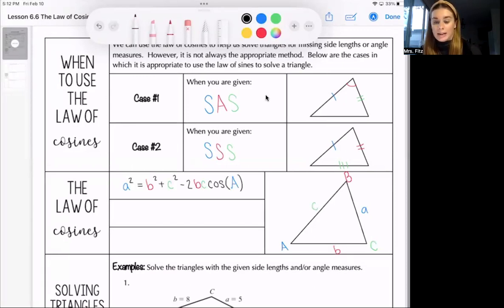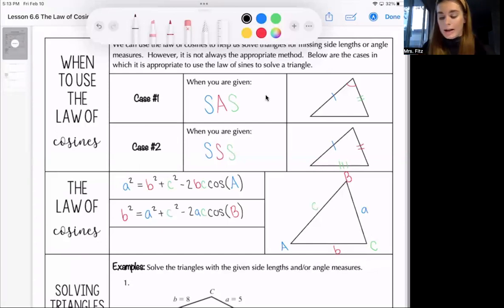So we can rewrite this instead to then have b squared equals, and then we use the remaining two sides. So it would be a squared plus c squared minus 2a times c, and then it would be cosine of B this time. So it all kind of depends on which angle you know or which angle you're solving for. If you have SSS, you really could use any of these. It just really is completely up to you which version.